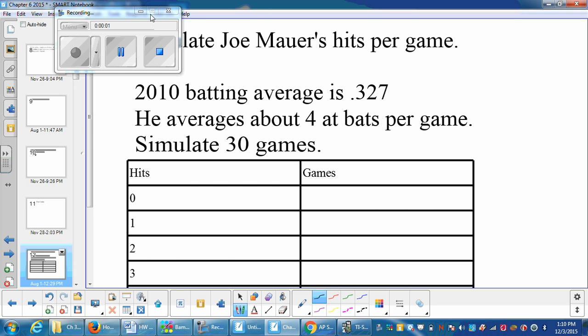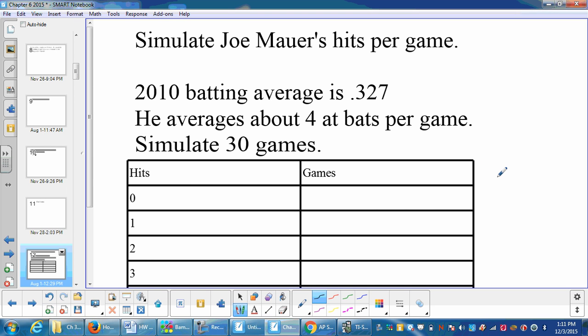All right, now we're going to do one more simulation. We're going to simulate Joe Mauer's hits in 2010. I probably should have updated his batting average since he's currently not batting .327, but oh well. Imagine that he bats four at bats per game. We want to simulate 30 games.